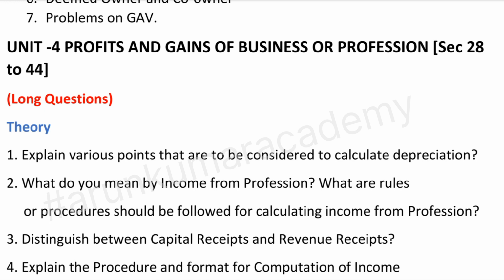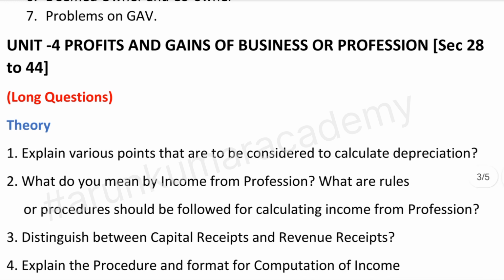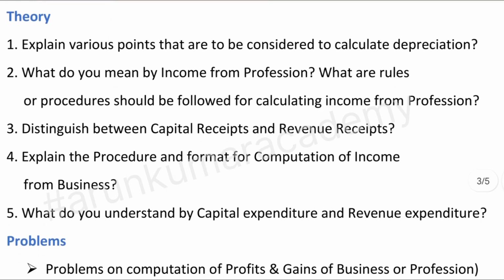So these are the important theory questions from unit 4. Explain various points that are to be considered to calculate depreciation. It is a very important question. Then question number 2, what do you mean by income from profession? What are the rules or procedures that should be followed for calculating income from profession? Then question number 3, distinguish between capital receipts and revenue receipts. Here you need to explain all the differences between capital receipts and revenue receipts.